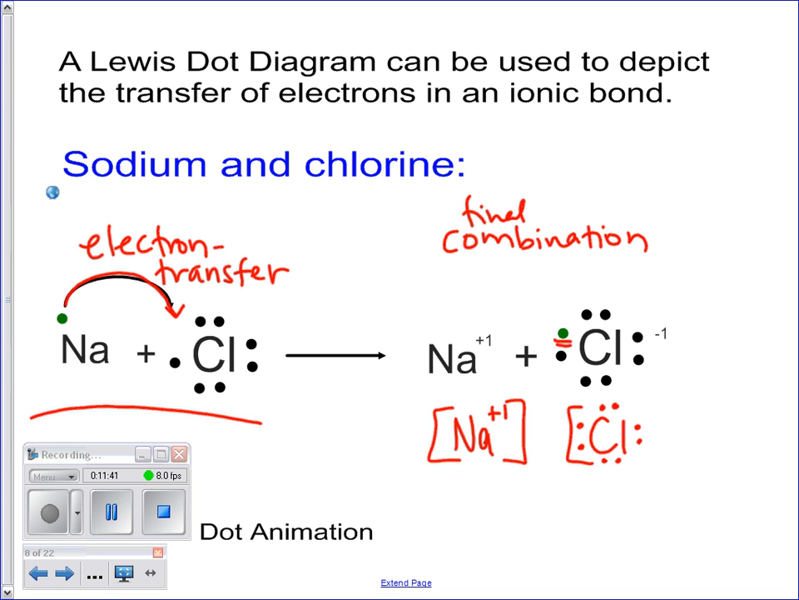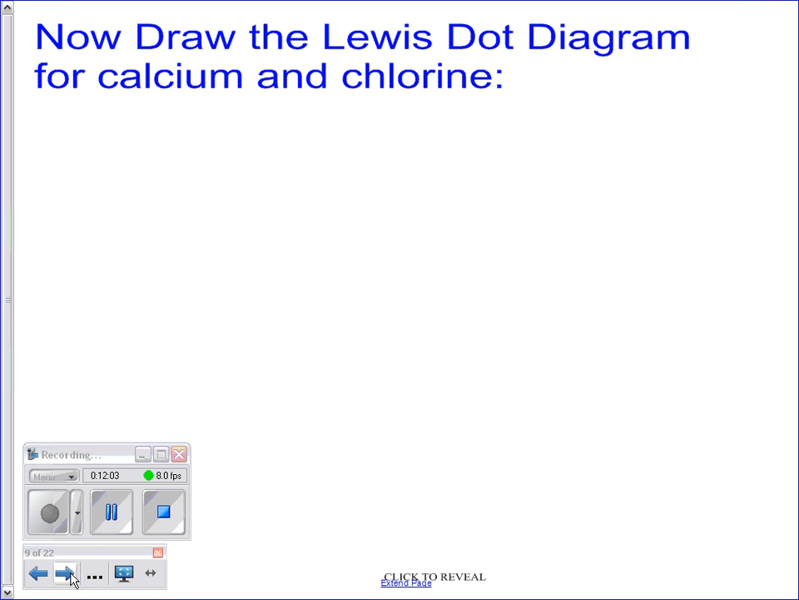You're going to put that -1 charge also in brackets. And this would be my final combination that I would want to write. So make sure that you're putting them in brackets, and make sure all the valence electrons are around the nonmetal, because the nonmetal is the one gaining those electrons. So let's go ahead and do this for calcium and chlorine.